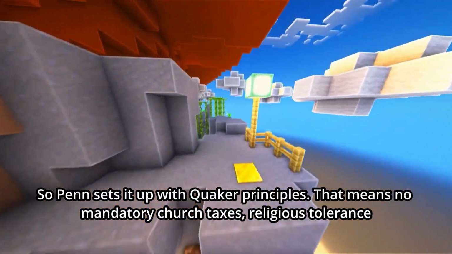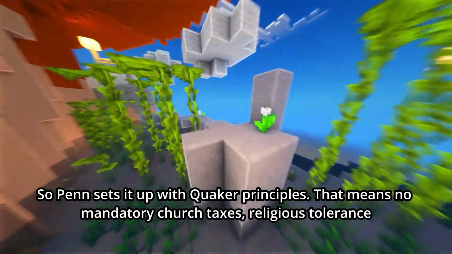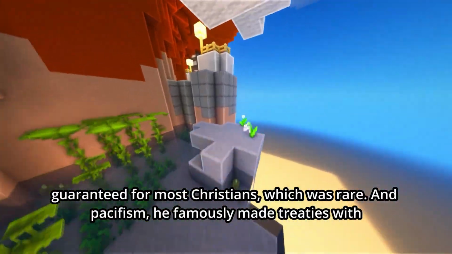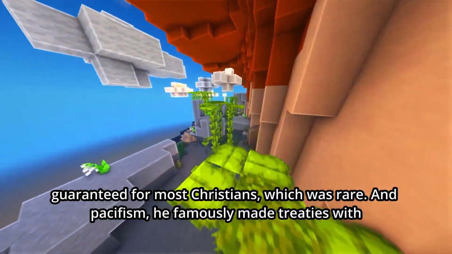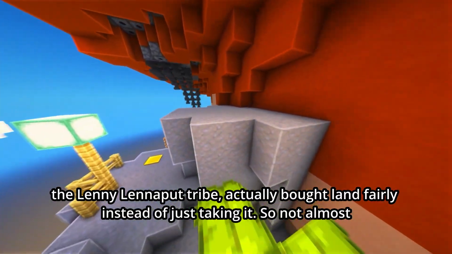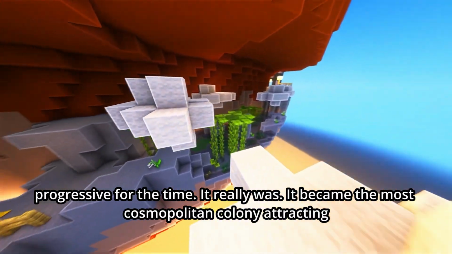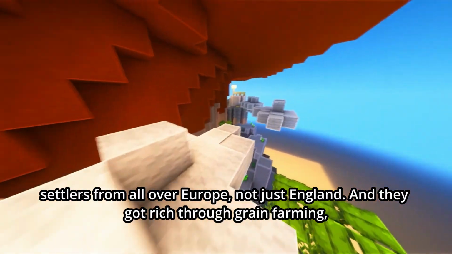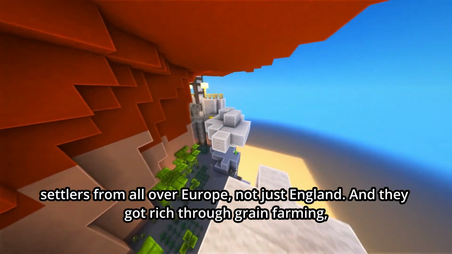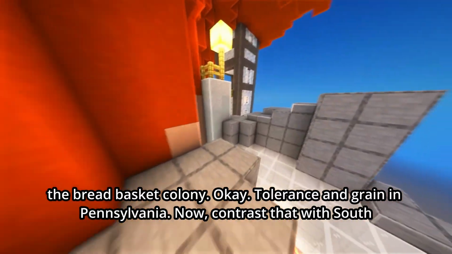So Penn sets it up with Quaker principles. That means no mandatory church taxes, religious tolerance guaranteed for most Christians, which was rare. And pacifism, he famously made treaties with the Lenni Lenape tribe, actually bought land fairly instead of just taking it. Sounds almost progressive for the time. It really was. It became the most cosmopolitan colony, attracting settlers from all over Europe, not just England. And they got rich through grain farming, the breadbasket colony. Okay, tolerance and grain in Pennsylvania.